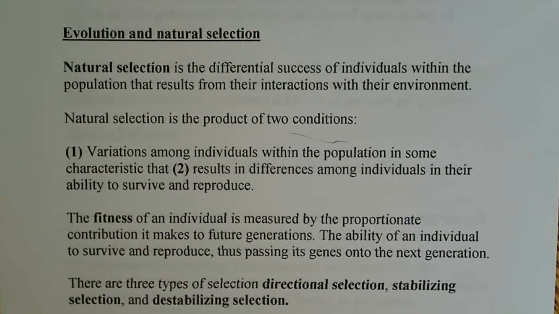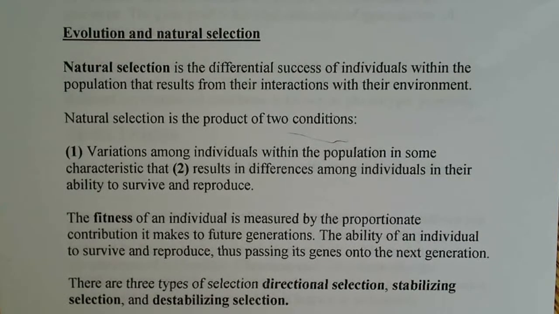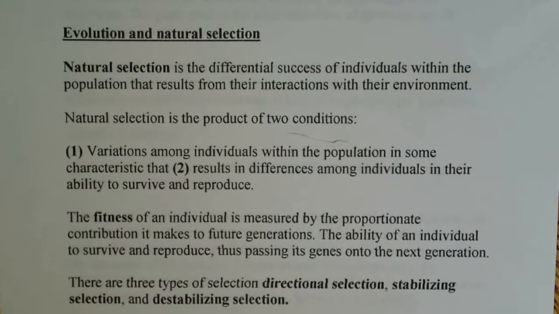And the fitness of an individual, which ties in with natural selection and survivability, the fitness of an individual is measured by the proportionate contribution it makes to future generations. So that is, how many times does it reproduce? How many of an individual's genes are passed on to the future generations, okay? So that's the ability of an individual to survive and reproduce, thus passing its genes on to the next generation.